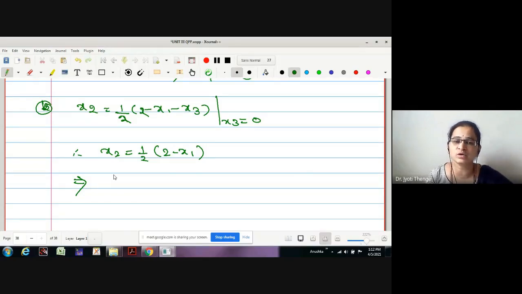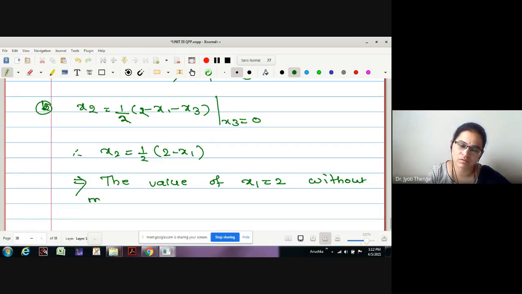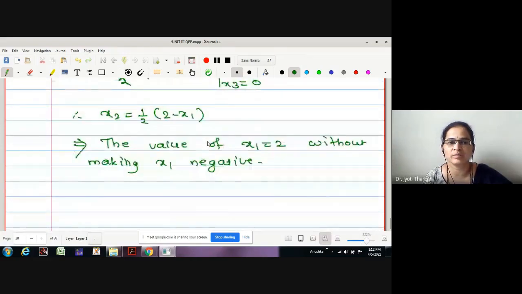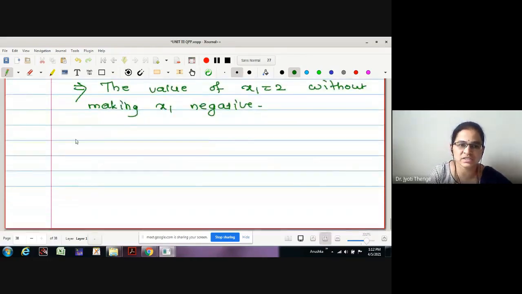Therefore, if we take greater than 2, x2 becomes negative. Therefore, the value of x1 is 2. So the value of x1 is equal to 2 without making x2 negative. Right now, therefore, two values we have obtained: x1 is 2 and x1 is 1 by 3. Right? So what is the value of x1 star? Minimum we have to select. Minimum of 1 by 3 and 2, and this is 1 by 3.